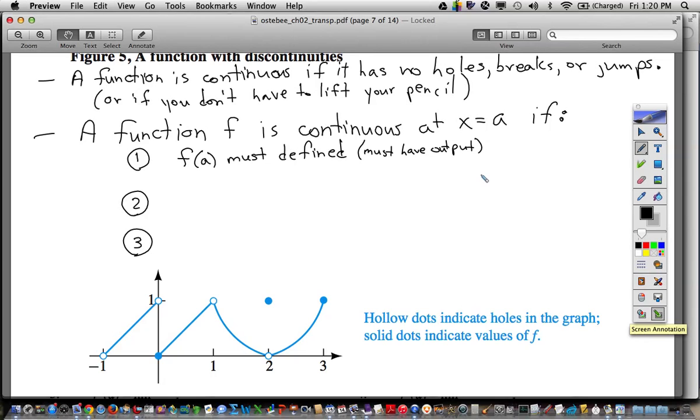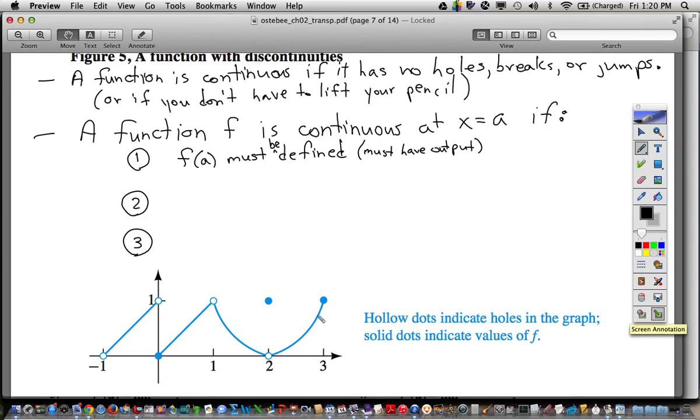Now, you can talk about an interval, like this graph right here is continuous in between here, and it's continuous in between here. There are some intervals where it's continuous, but the whole function itself is not continuous, it's discontinuous. All right, now, which one of these places does this one fail? Which one of these places is this function not defined? Oh, whoops, I should have said must be defined. Sorry, I left out a word. F of a must be defined. Where is that not true here?